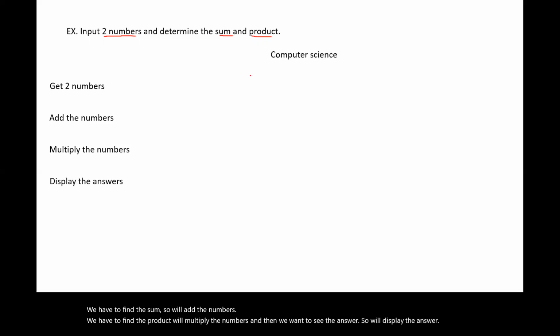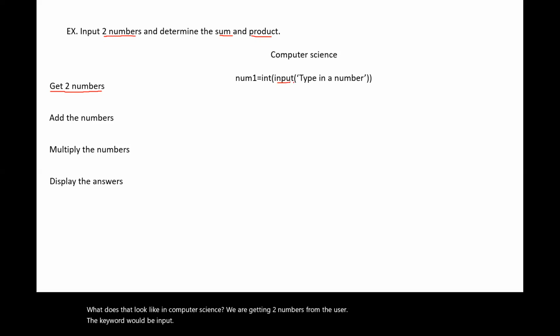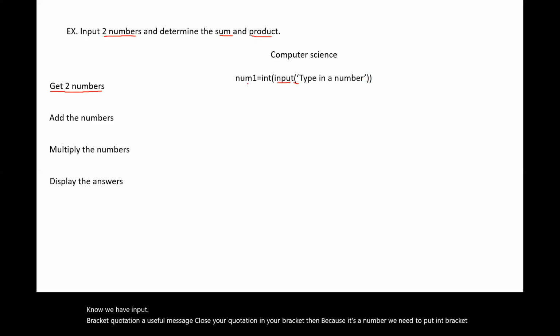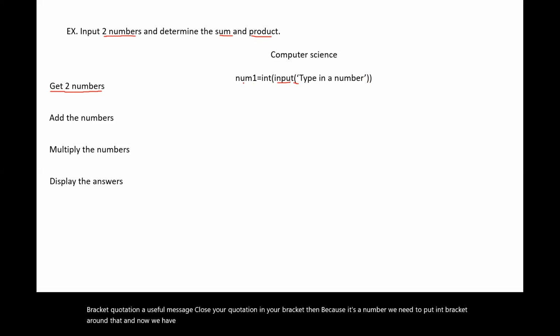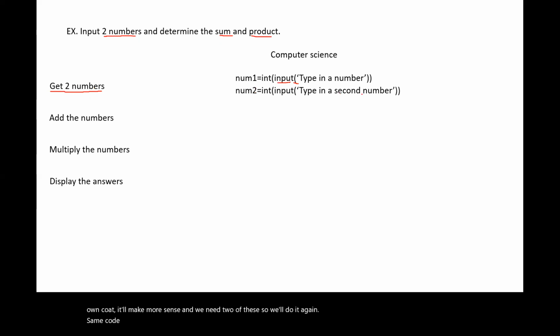Now, what does that look like in computer science? We are getting 2 numbers from the user. The key word would be input. We know we have input, bracket, quotation, a useful message, close your quotation and your bracket. Then because it's a number, we need to put int bracket around that. And now we have to store it somewhere useful. Please use intelligent variable names. And then when you look at your own code, it'll make more sense. And we need 2 of these, so we'll do it again. Same code, slightly different variable name, and good instructions.